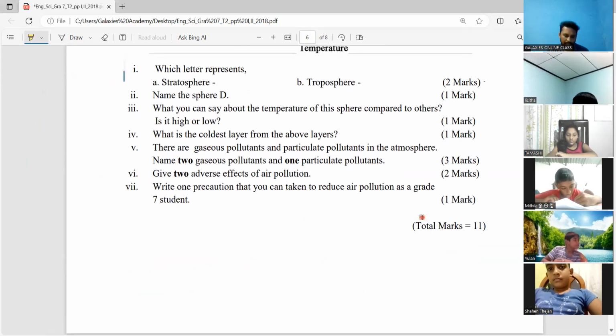Right, then last part, look at part number 6. Give 2 adverse effects of air pollution. Right, what are the adverse effects? Adverse කියන්නේ bad effects. Right, මොනවද අහිතකර බලපෑම් air pollution නිසා වෙන්න පුළුවන්.